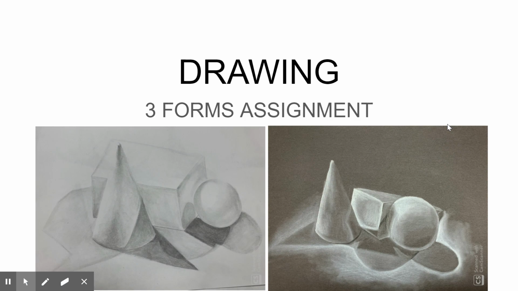So basically, this is a three forms assignment. The still life that you set up for this assignment has to have a minimum of three forms in it. At least one of the forms has to be a rounded form, so that would be a sphere, a cone, or a cylinder. It's got to include at least one of those, just because the flat-edged ones are a little bit easier. I want you to have at least one that's a little bit more difficult in there.